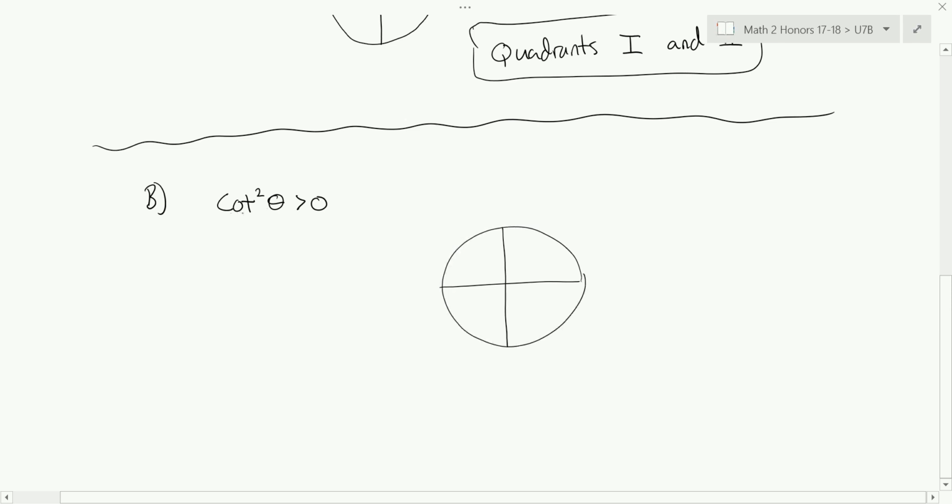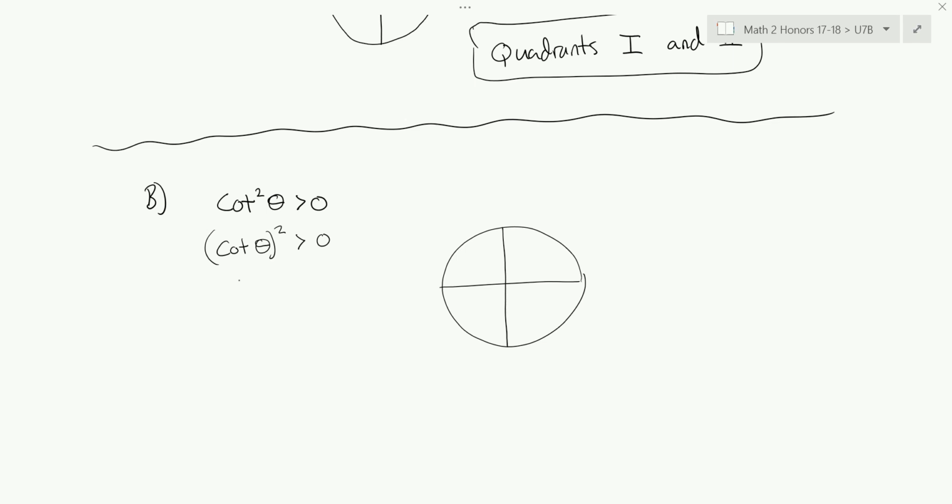Remember what the notation here means. You find the cotangent of theta first, and then you square it, and after you square it, you get a positive answer. So could cotangent be positive? Could cotangent be negative? Yeah, because if you square a positive or if you square a negative, you're still going to get a positive answer. In other words, in which quadrants is cotangent positive or negative? Those are the only options, right? And so it'd be all of them.